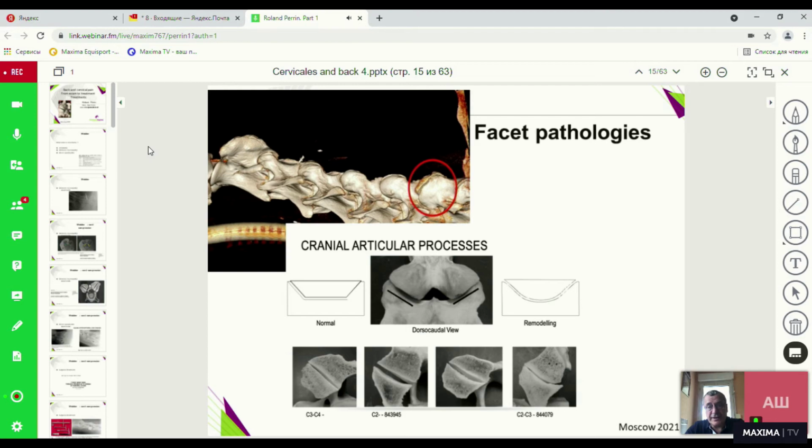So you have to appreciate the cranial facet or the caudal facet, like this. So the cranial is outside and the caudal is inside.